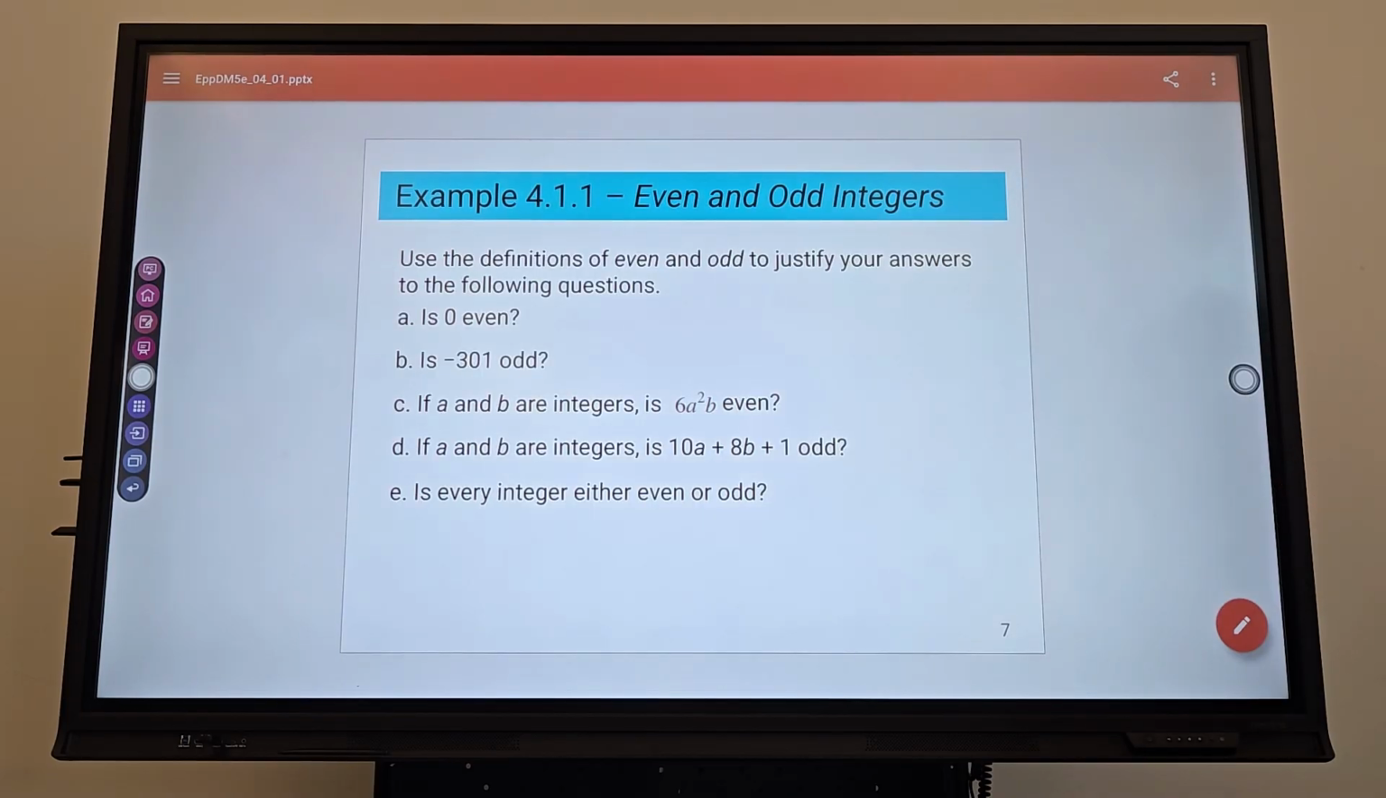So, is 0 even? Yes, because 2 times 0 is 0, so it's 2 times some integer. Is minus 301 odd? Yes, minus 151 times 2 plus 1 equals minus 301.